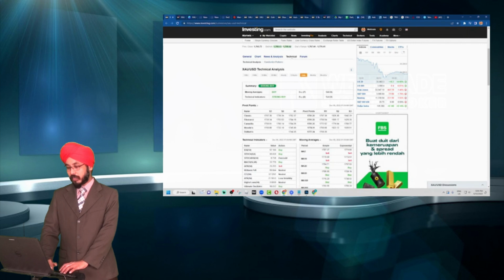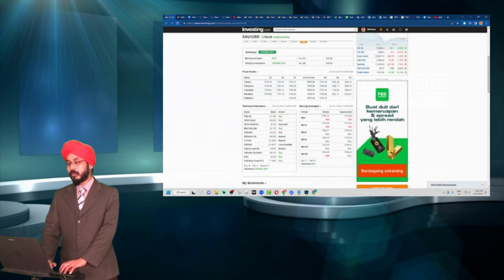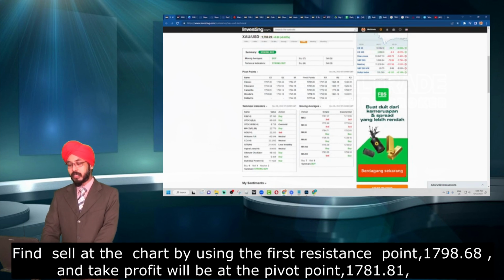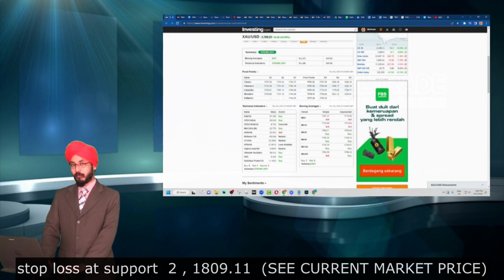As we know, we already have our range, and our fundamental analysis is supporting more towards sell, which means we will have to go to our daily and trade on our resistance points. Looking at our resistance points based on Fibonacci, resistance 1 is at 1798.68. Our pivot point would be the take profit, at 1781.81, and our stop loss would be at 1809.11.